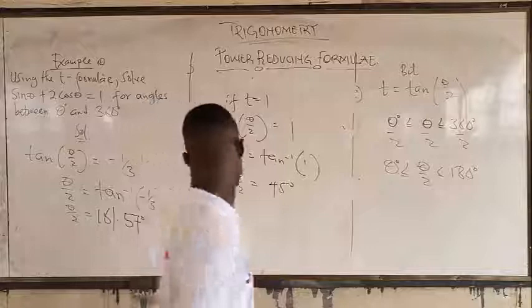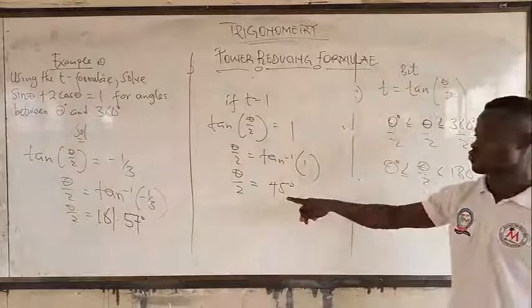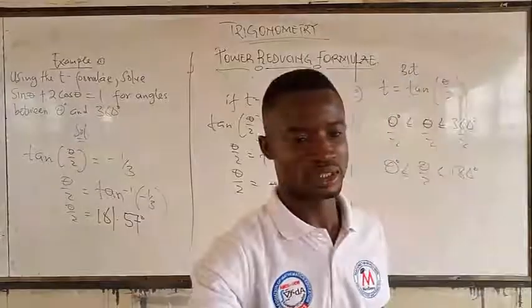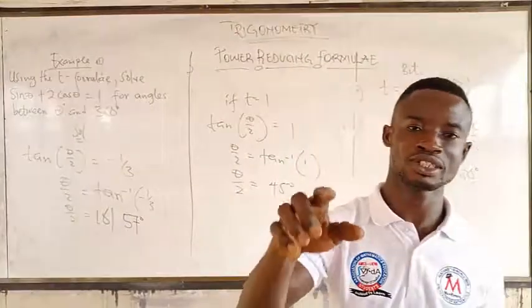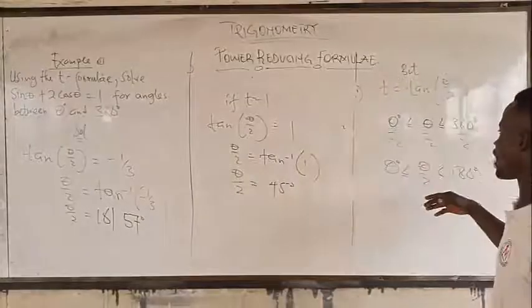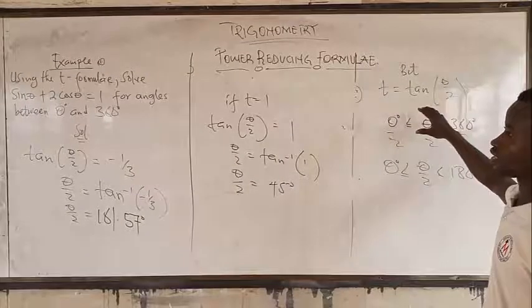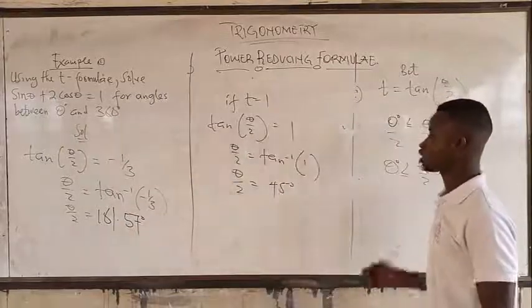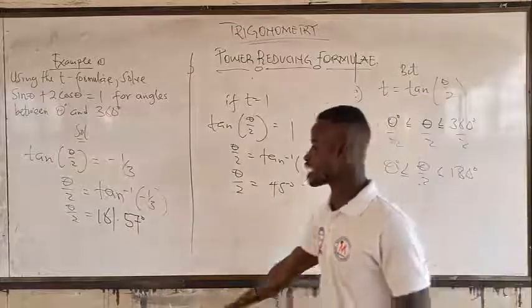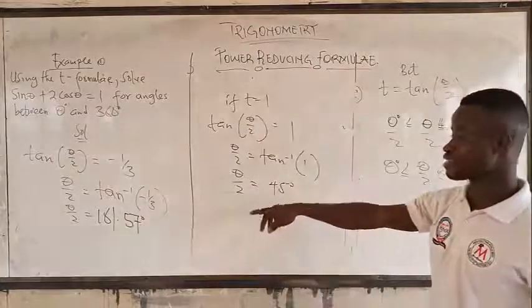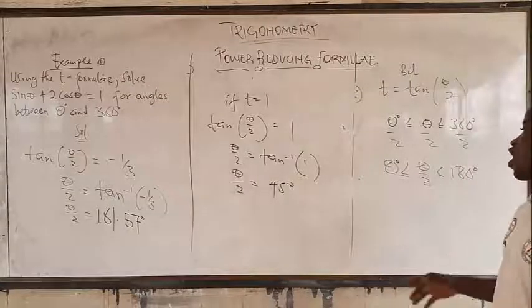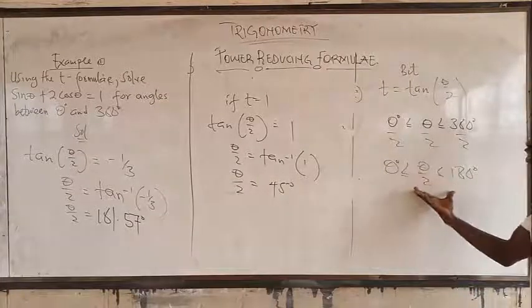You can now see that for half angle, we are going to use the interval for both the half angle and for the angle itself. Very good. So now you can see that 45 degrees and 161.57 degrees are all in this interval.